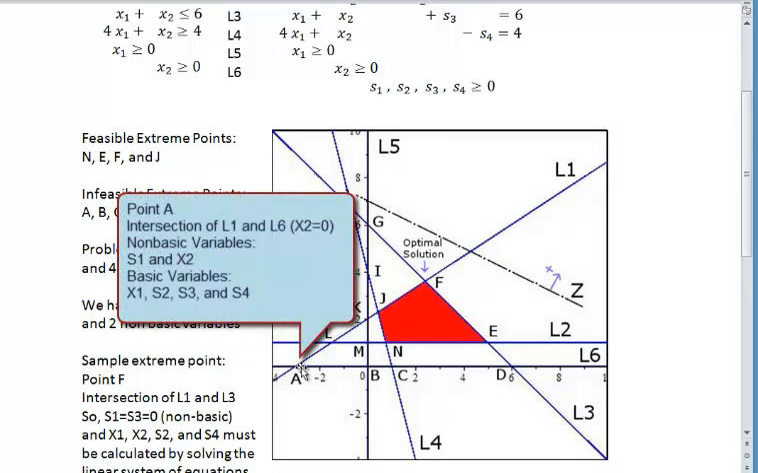If you go for point A, you would get S2 negative, you would get x1 negative, and you will get S4 negative, because this point is infeasible for those lines.